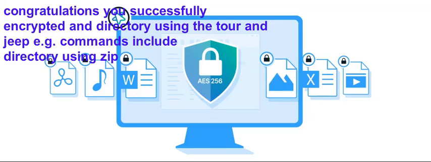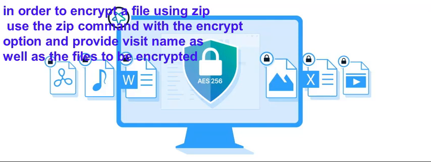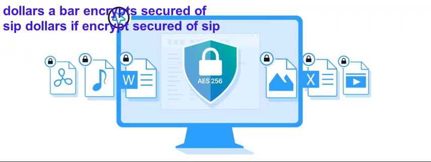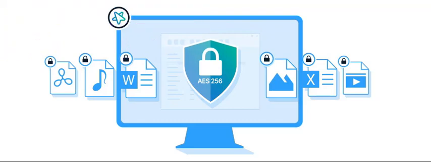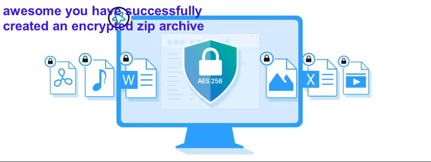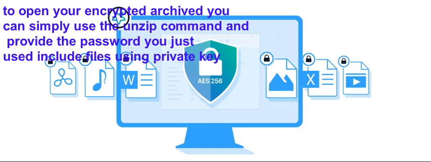Encrypt directory using zip. In order to encrypt a file using zip, use the zip command with the encrypt option and provide the zip name as well as the files to be encrypted. zip -r --encrypt secure.zip. Awesome, you have successfully created an encrypted zip archive. To open your encrypted archive, you can simply use the unzip command and provide the password you just used.